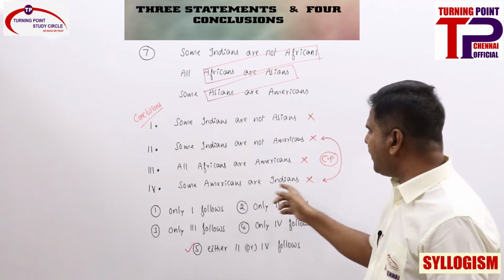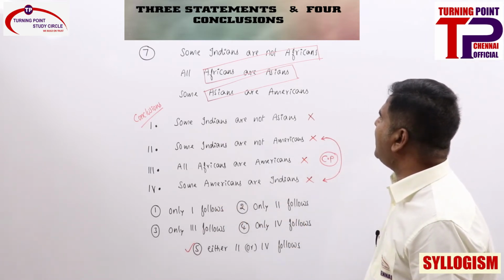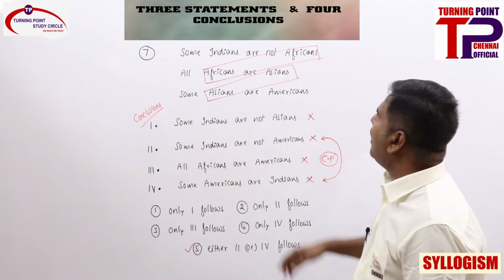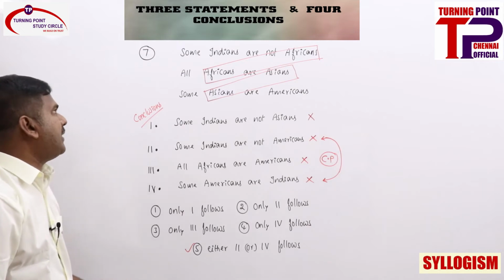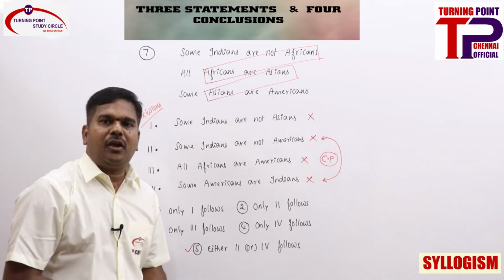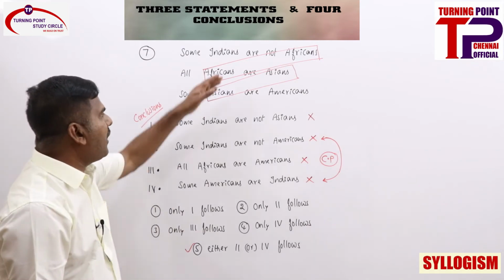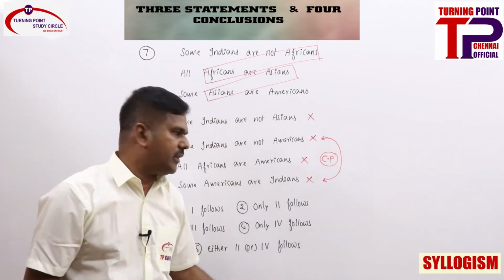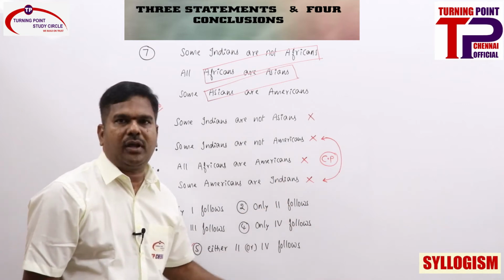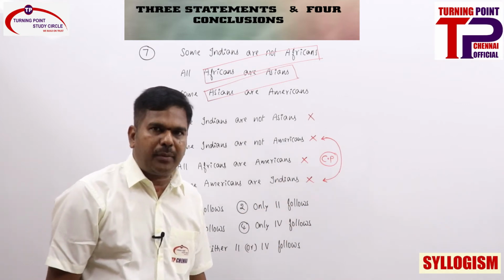The last one: some Americans are Indians. Where are Americans and where are Indians? Again 1 plus 2 plus 3. But what is O plus A? No conclusion. No need to even move forward. O plus A plus I. So O plus A itself gives no conclusion. That is the reason that also is ruled out. Finally, we need to check for a complementary pair.